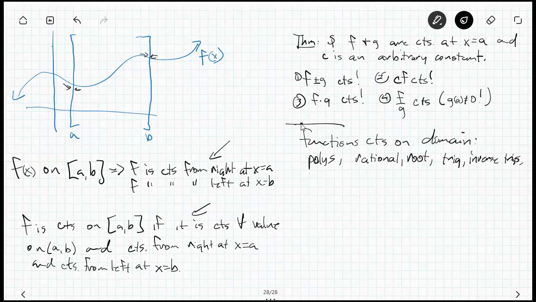Let's see, what am I missing? Oh, exponentials. And then if exponentials are continuous, then their inverses have to be logarithmics. Now, there are more functions that we could say are continuous on their domain.